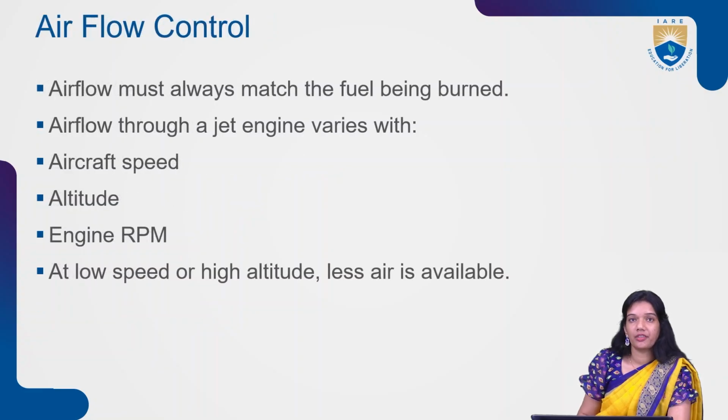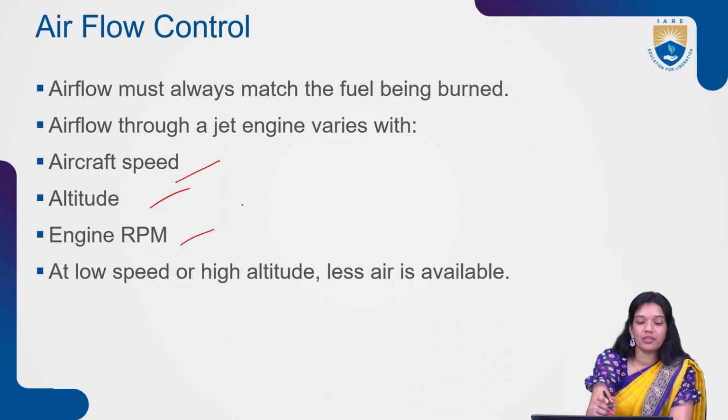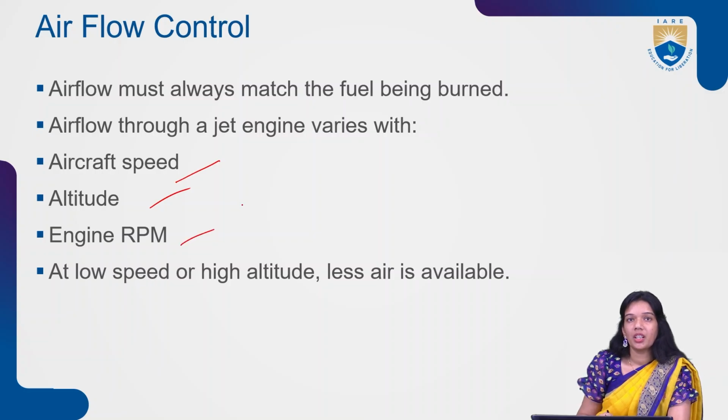The second one is the airflow control. When we talk about airflow control, airflow must always match the fuel being burned. Airflow through a jet engine is going to vary with different flying conditions, that is the speed or altitude and the engine RPM. Now, an aircraft is not always at its cruise or climb or at one particular segment or at one altitude.